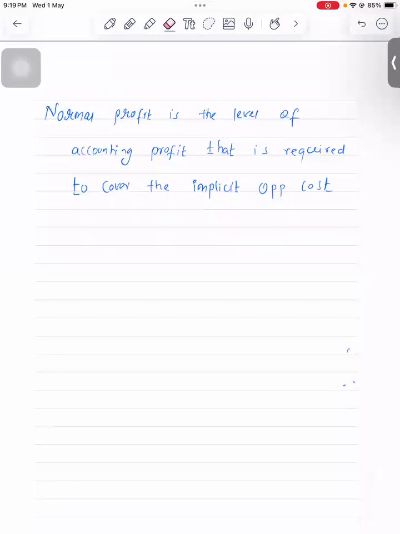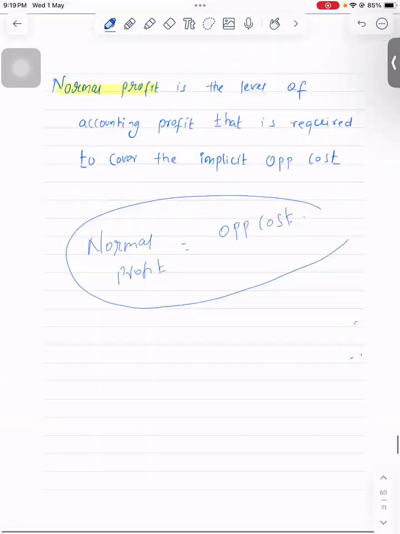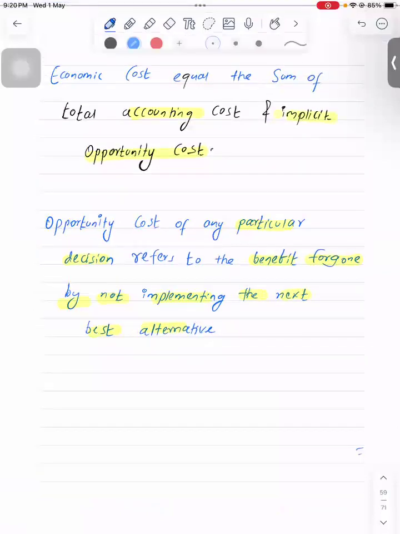Next, you need to understand normal profit. Normal profit is nothing but, you can say, opportunity cost. Normal profit is equal to opportunity cost. Another name of opportunity cost is normal profit. So I will give you one more example to explain opportunity cost. You can think like this.